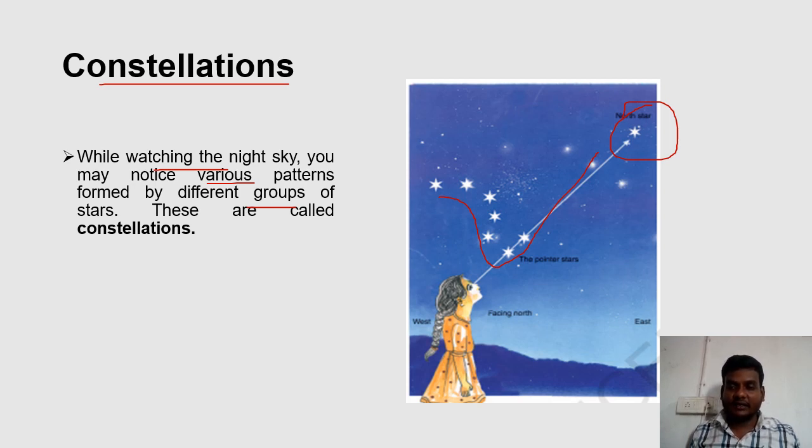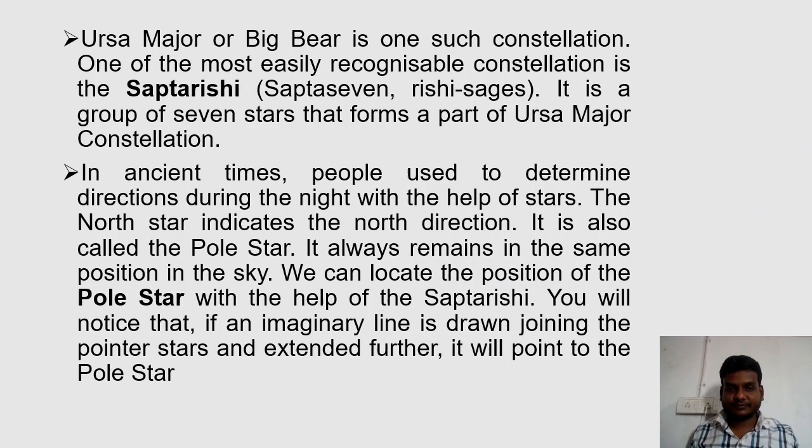When you are out at night, we cannot see the sun's direction. Then we look at the north star to identify directions, because the north star is always found in the north direction. Then we decide this direction is north, this direction is south, this direction east, and this direction is west. This is one of the constellations, the Ursa Major, also called the polar bear.